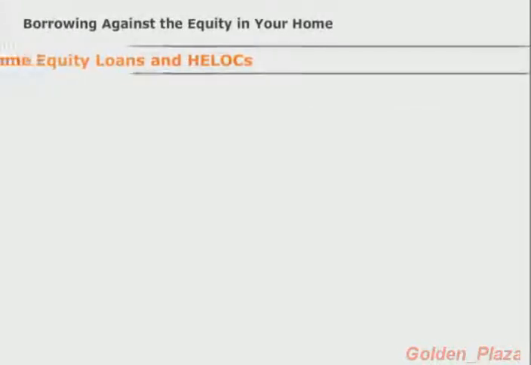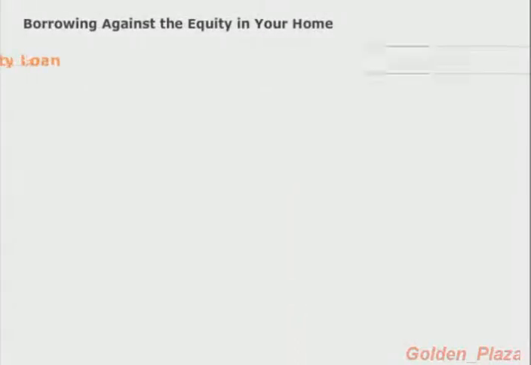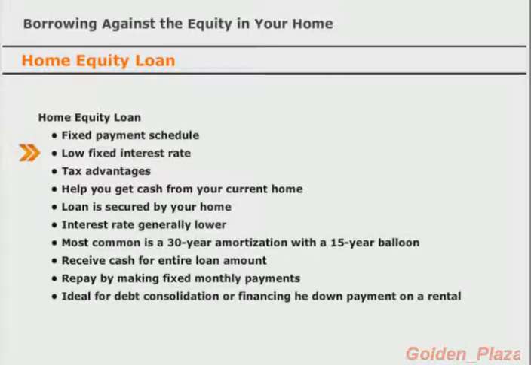If you need to finance a large expense, you can borrow against the equity in your home. There are two ways to do this: a home equity loan or a home equity line of credit, or HELOC. With its fixed payment schedule, low fixed interest rate, and potential tax advantages, a home equity loan is a flexible mortgage option that can help you get the cash you need from your current home.